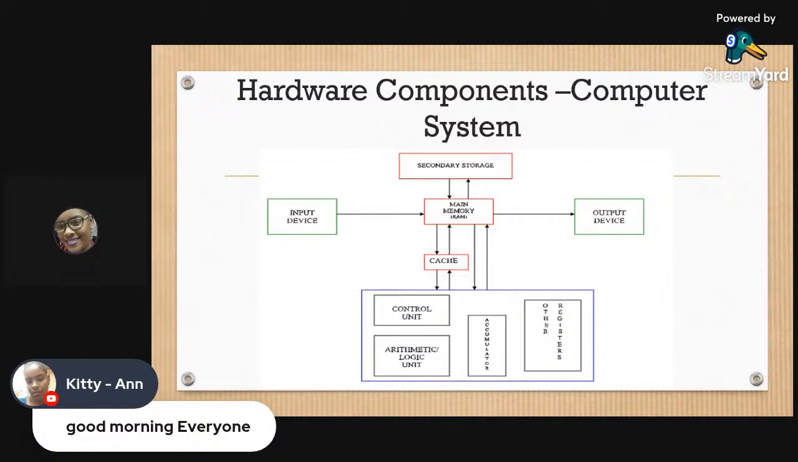Now we know that main memory, internal memory here, which is RAM, is internal to your system. And we have cache memory. Cache memory is the fastest in terms of access. If you look at where it is located, cache is closest to your processor, which means that your processor can access data from cache quicker than it can access data from main memory. And we have output devices. Hope that this diagram is clear.